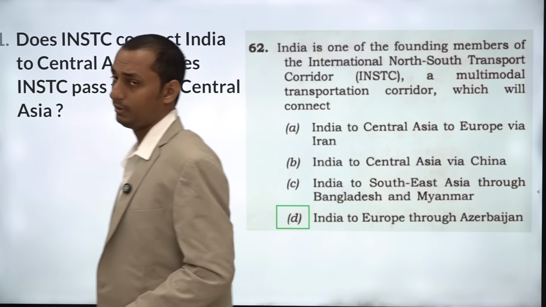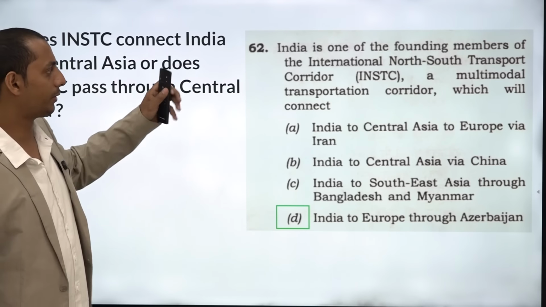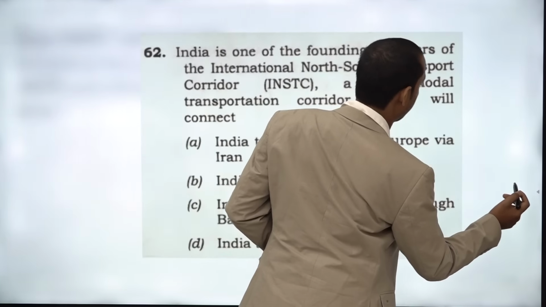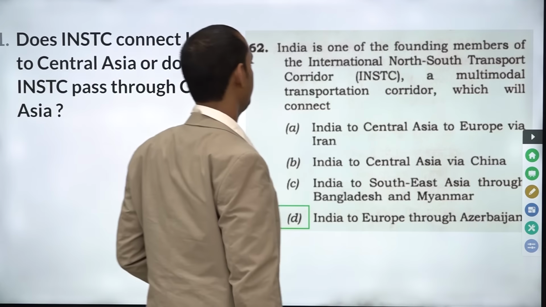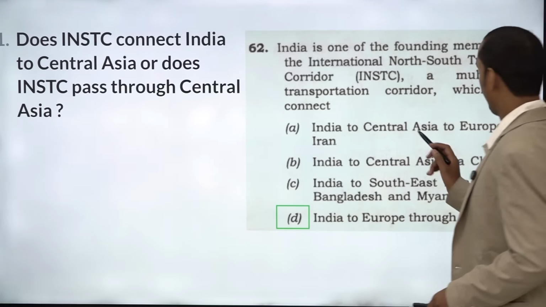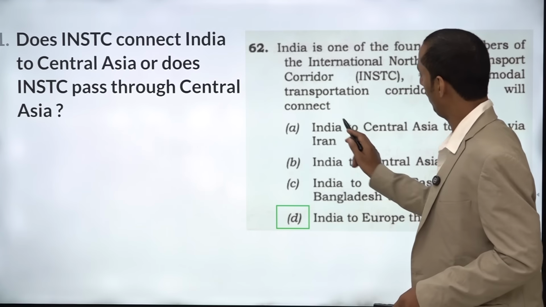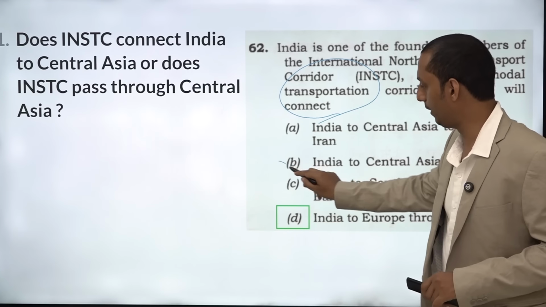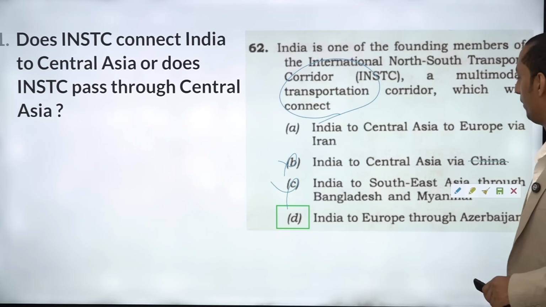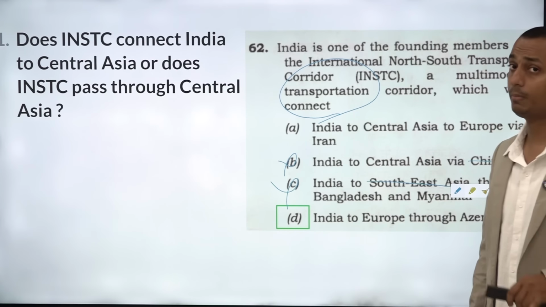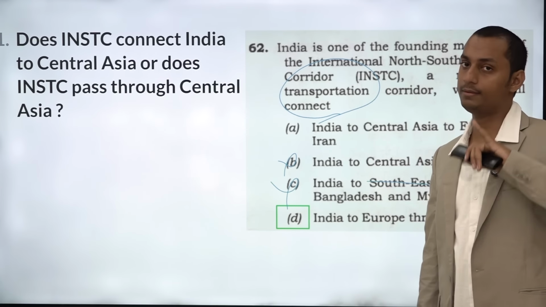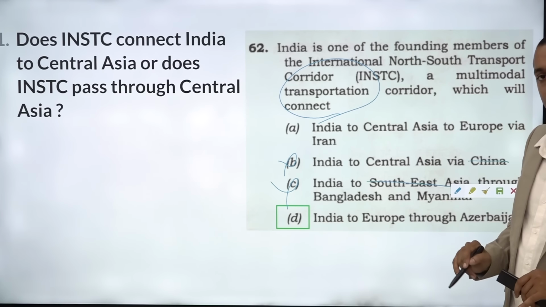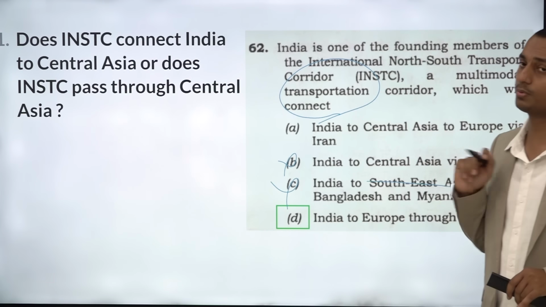Now, the first question is with regard to the INSTC. So what does the question say? India is one of the founding members of the International North-South Corridor, a multilateral corridor which will connect, right? Now, what is the doubt here? The doubt here is not regarding B or C. We know that it doesn't pass through China and this doesn't have any relation with Southeast Asia. But then what is the doubt? The doubt is between A and D, right? Now, does INSTC connect India to Central Asia, or does INSTC pass through Central Asia?